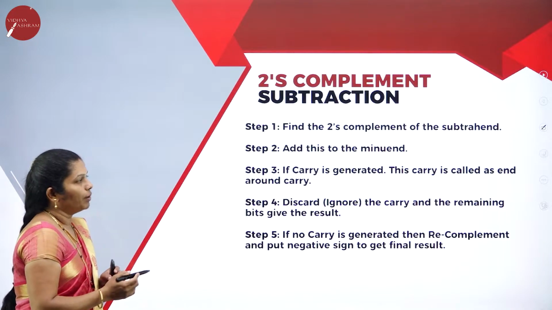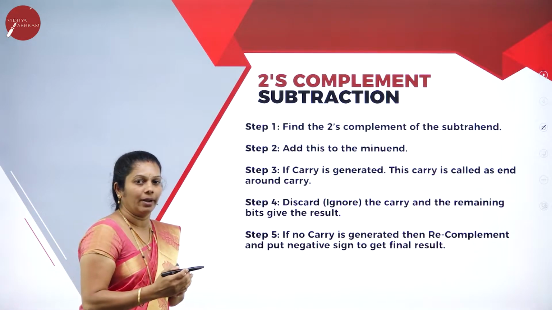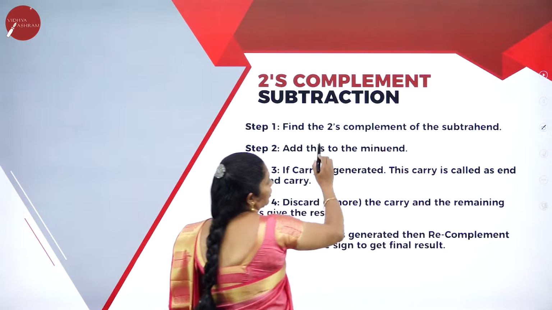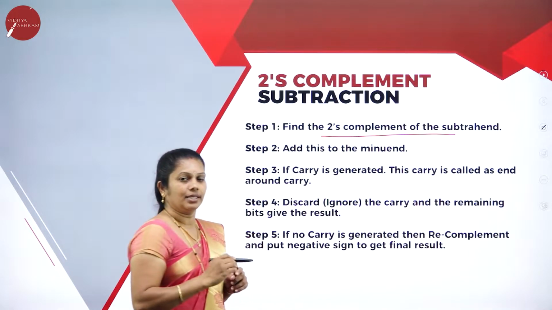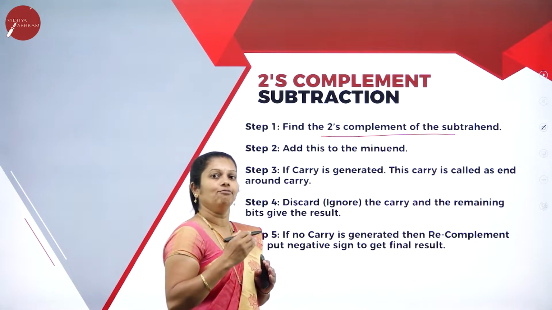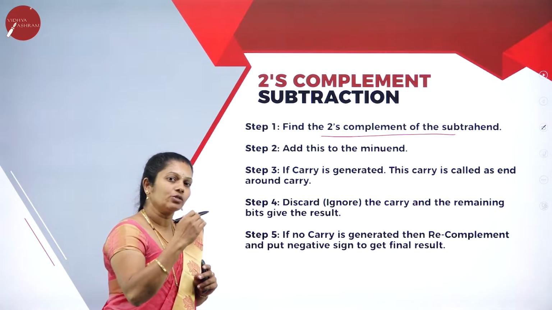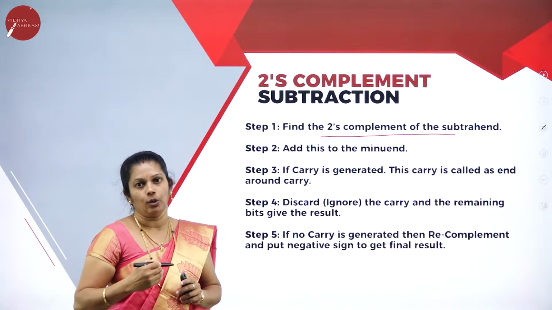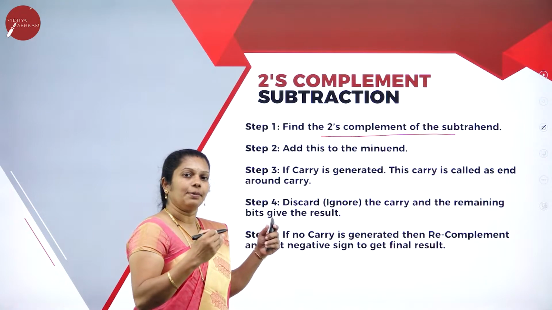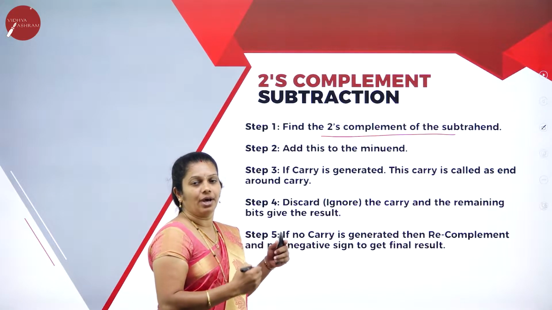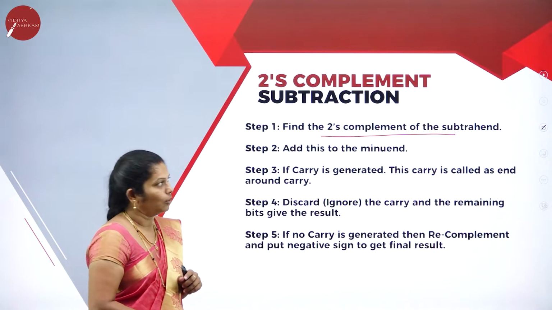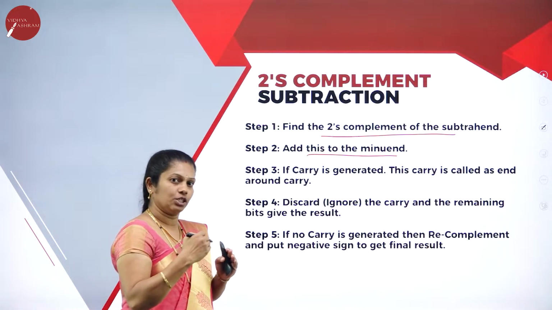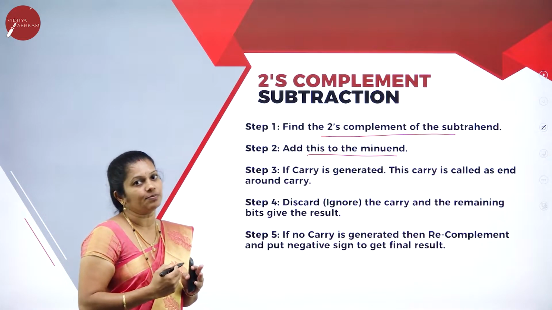First, if I want to perform subtraction using 2's complement, then some rules we have to follow. The first rule: find the 2's complement of the subtrahend, that is, whatever value is in the denominator. In 1's complement subtraction we found the 1's complement of the denominator value, whereas here we find the 2's complement of the denominator value. Then add it to the minuend, the numerator.